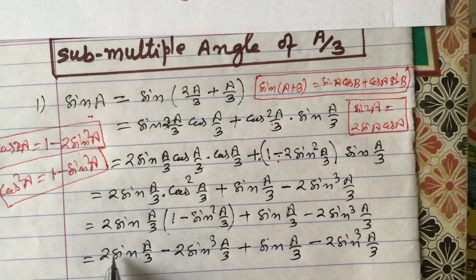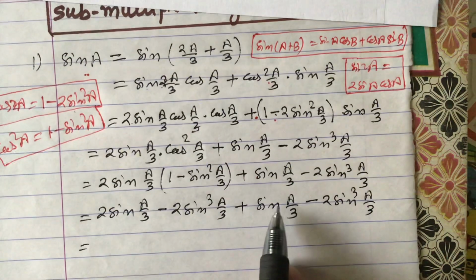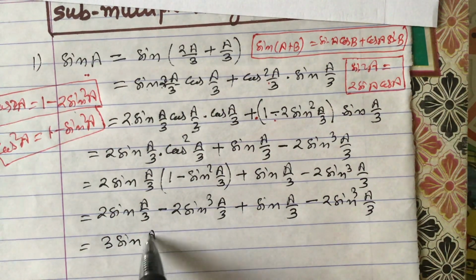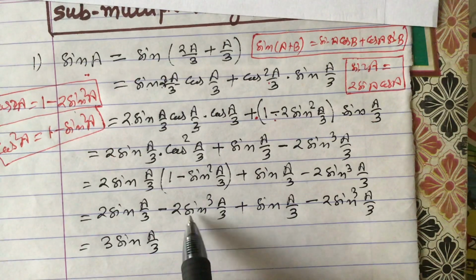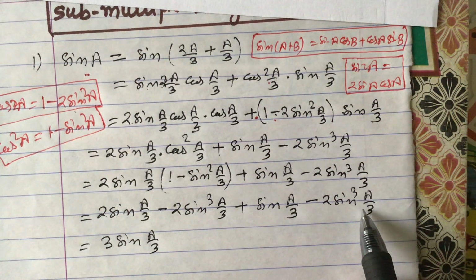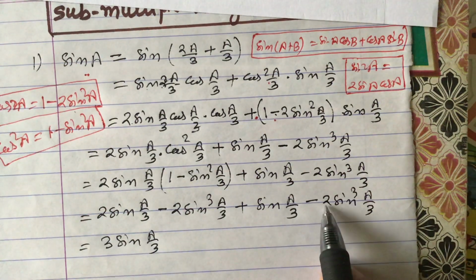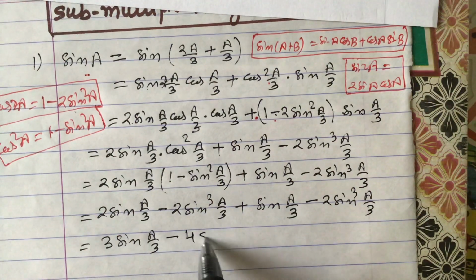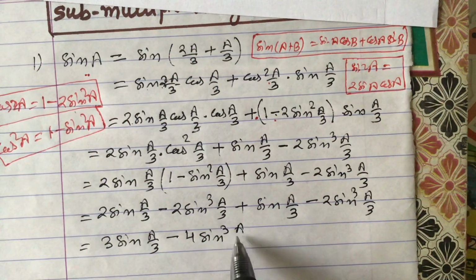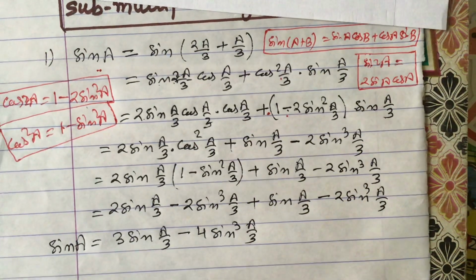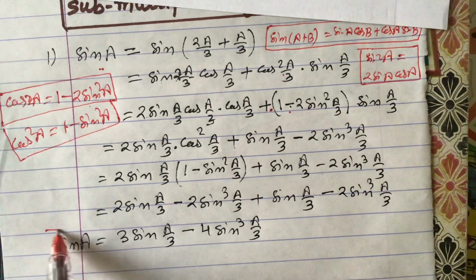Now look at this, 2 sine A by 3 and this sine A by 3, they are like terms, so we can add. 2 plus 1 is 3, 3 sine A by 3 we will get. And this one, see, 2 sine cube A by 3, here also 2 sine cube A by 3. Since both of them have got the same sign, minus minus, we can add. So minus 4 sine cube A by 3. So this is the formula of sine A in terms of A by 3. So this is a very important formula.